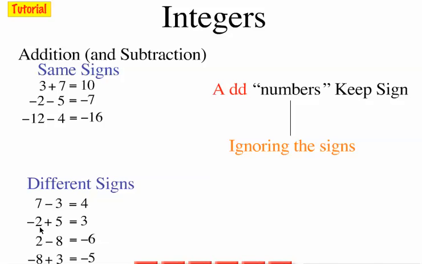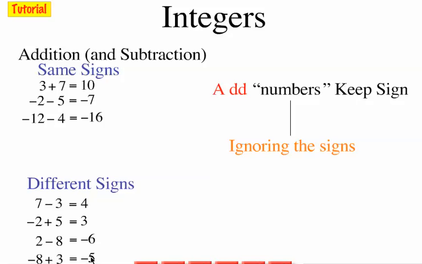So in each case, I'm ignoring the signs. I take the larger number, take away the smaller one. 7 take away 3. 5 take away 2 is 3. 8 take away 2 is 6. 8 take away 3 is 5. Okay? And then, let's see how we get the sign. 7 is bigger than 3, and 7 is positive, and we get a positive result. 5 is bigger than 2, 5 is positive, we got a positive result. 8 is bigger than 2, the 8's negative, we got a negative result. The 8's bigger than 3, the 8's negative, we got a negative result.